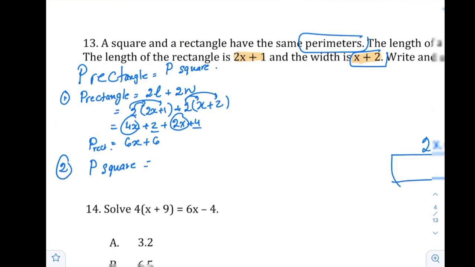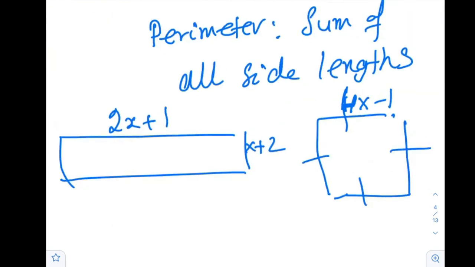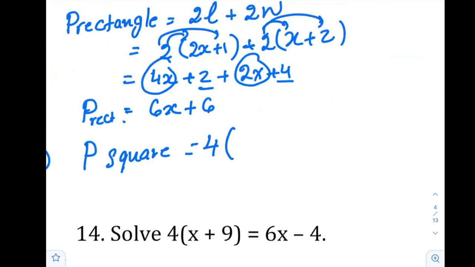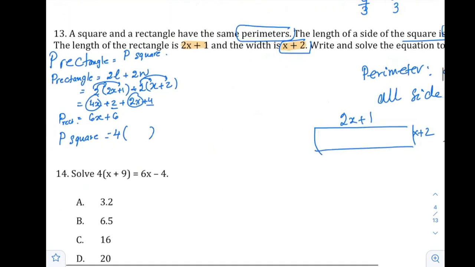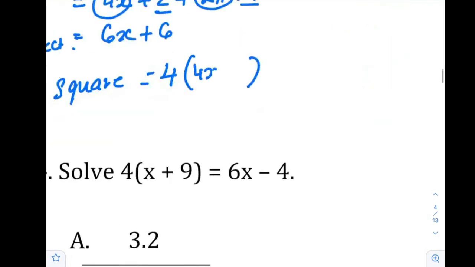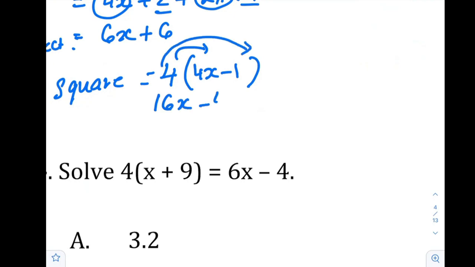Now let's find the perimeter of the square. The perimeter of the square is what? It is the sum of all sides. If you know that all sides are the same, this is 4x minus 1, this is 4x minus 1, repeated 4 times. So that means I will multiply, أضرب one side length by 4, أضرب ب4. The side length of the square is 4x minus 1, so I will multiply by 4. Let's distribute. 4 times 4x, 16x. 4 times 1 is 4. So this is the perimeter of the square.